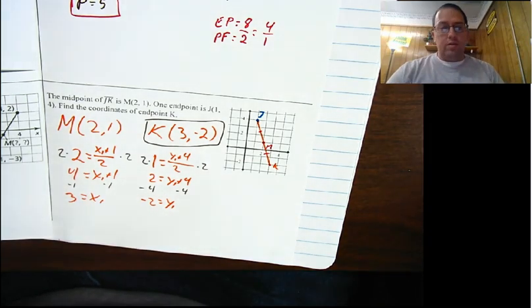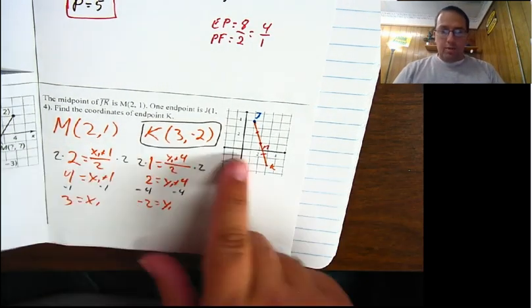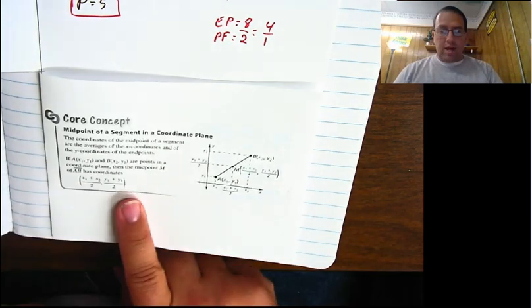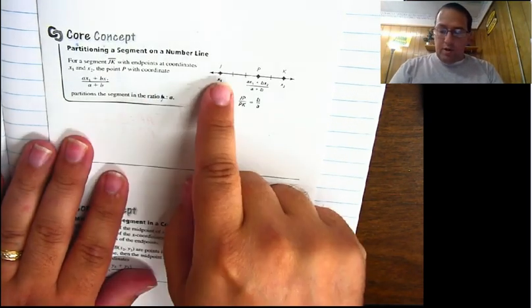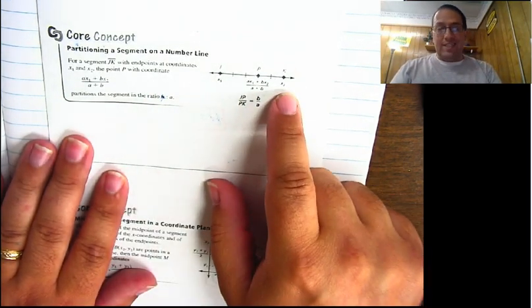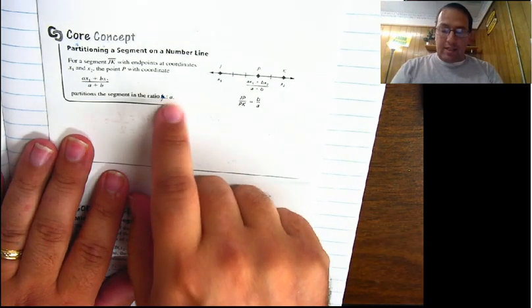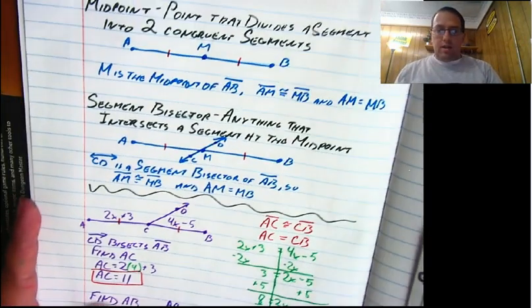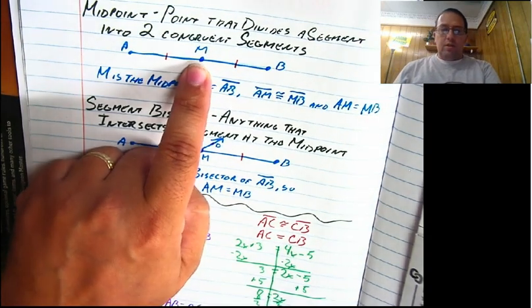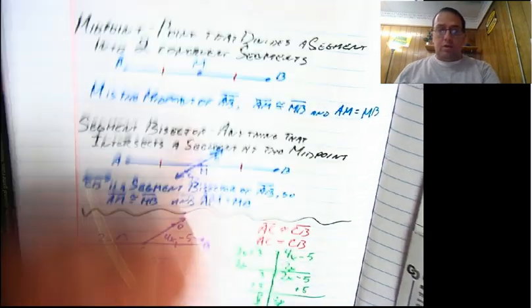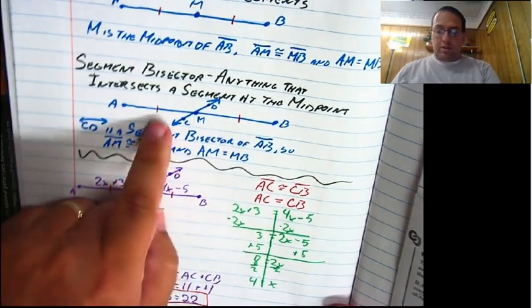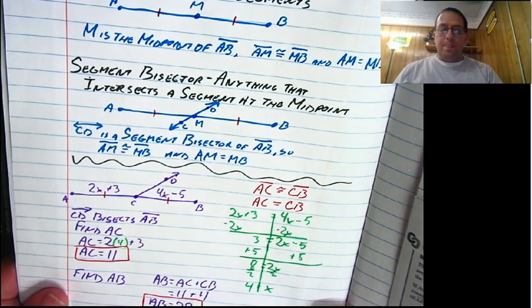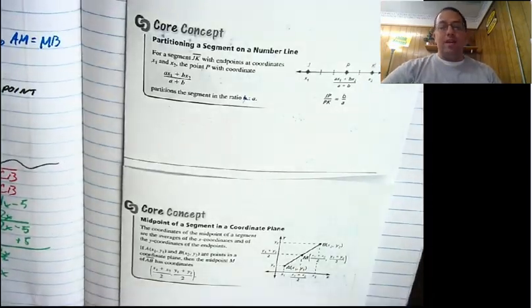Hopefully you found this useful. Just to refresh: the midpoint on a coordinate plane is the average of the two x's and the average of the two y's. Partitioning on a number line is important: whichever point is listed first is x1, whichever is listed second is x2, and A is the second number in the ratio. And the easy stuff: midpoints divide your segment in half, so you have two congruent segments, and a segment bisector is something that goes through the midpoint. All right, so there it is. Hopefully you found this useful, and I will see you next time.